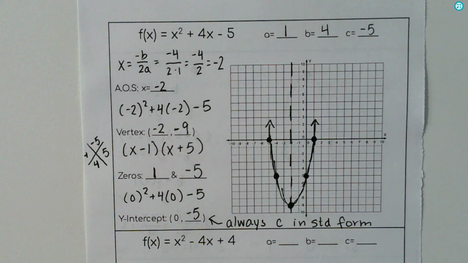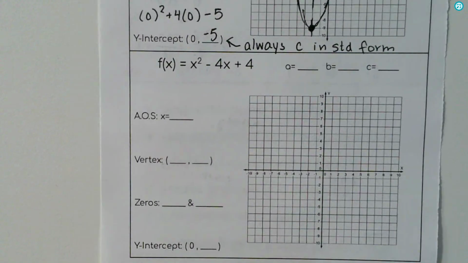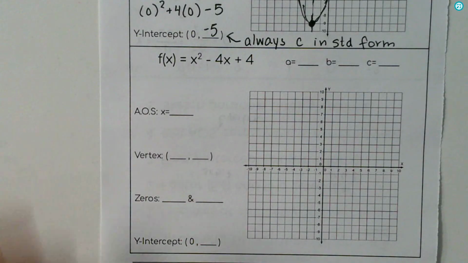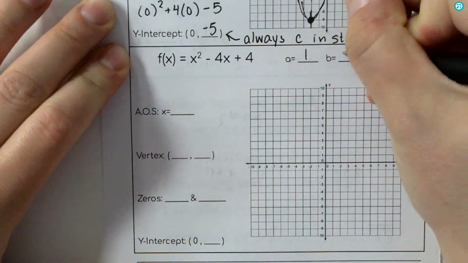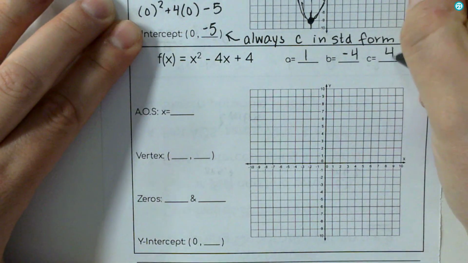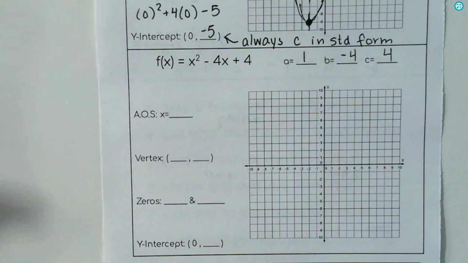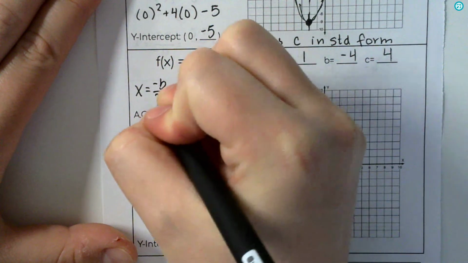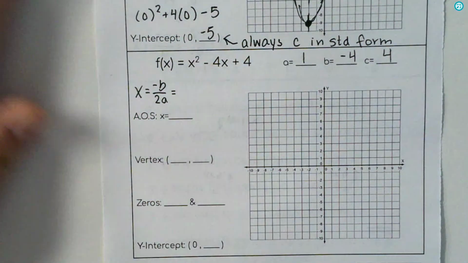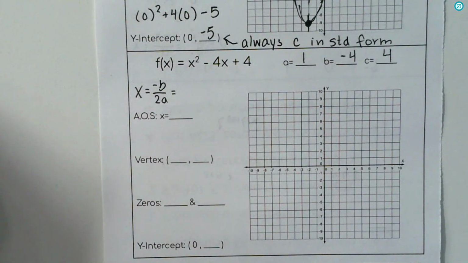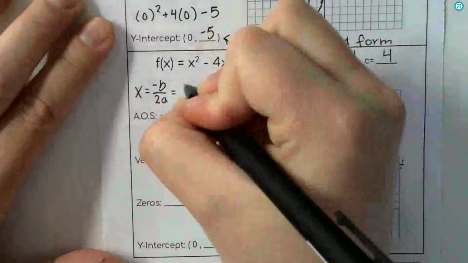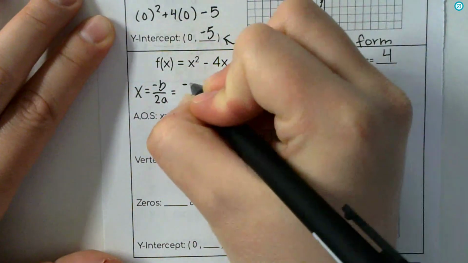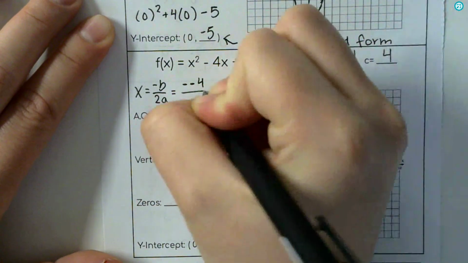All right, last one we've got. We've got f of x equals x squared minus 4x plus 4. My a value is 1. My b value is negative 4. My c value is positive 4. To find my axis of symmetry, I'm going to do x equals negative b over 2a. My b value is already negative. So I'm going to have the negative from the formula, and I'm going to plug in negative 4. So I've got negative 4 over 2 times 1.